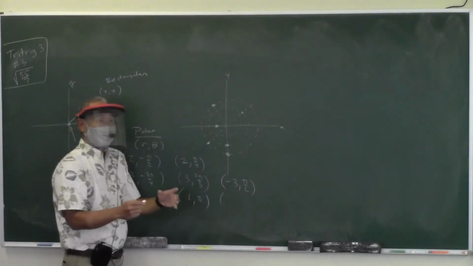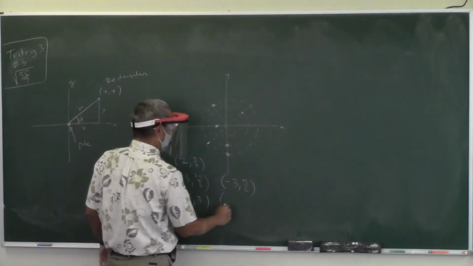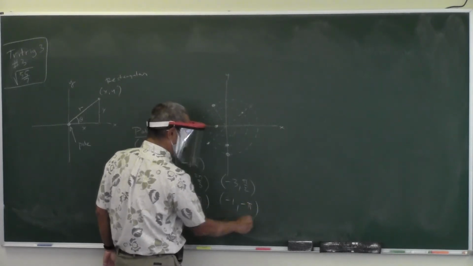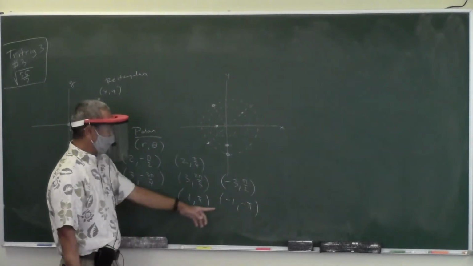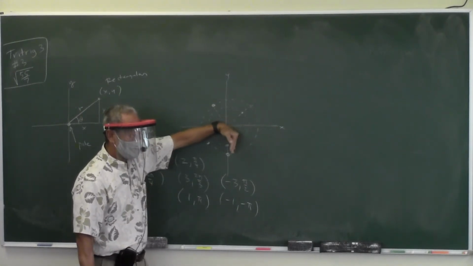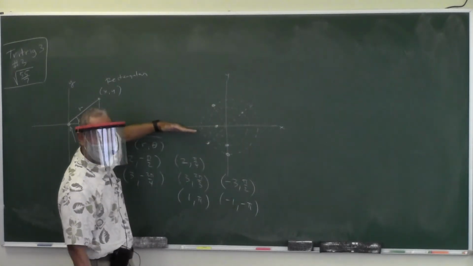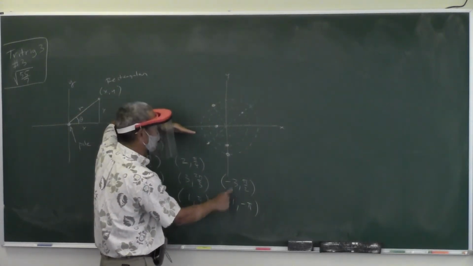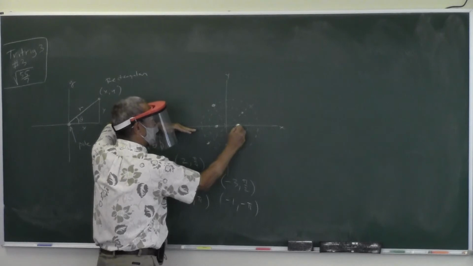Okay, so what would happen if both of them are negative? How about negative 1, negative pi? So measure off an angle of negative pi. So go clockwise 180 degrees, that would be here, right? And then you're going to go 1 unit in the opposite direction. So 1 unit is right there.